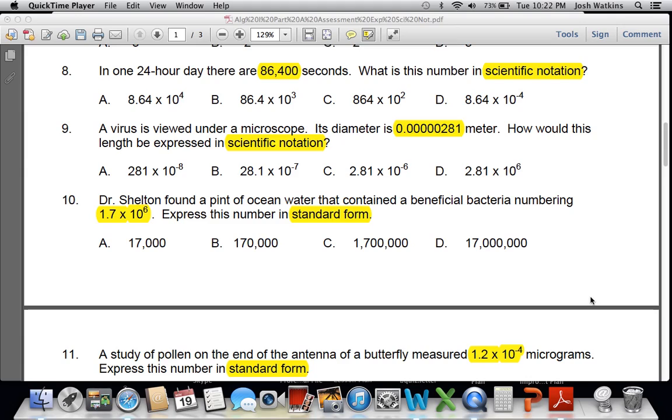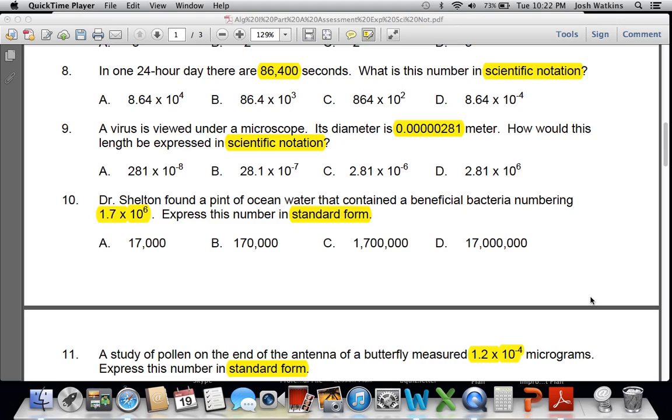Number 9, a virus is viewed under a microscope. Its diameter is 281 millionths of a meter long. How would this length be expressed in scientific notation? So write 281 millionths in scientific notation.